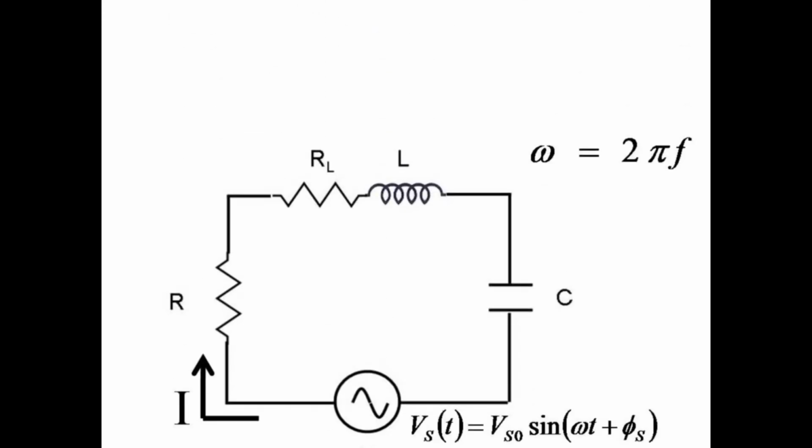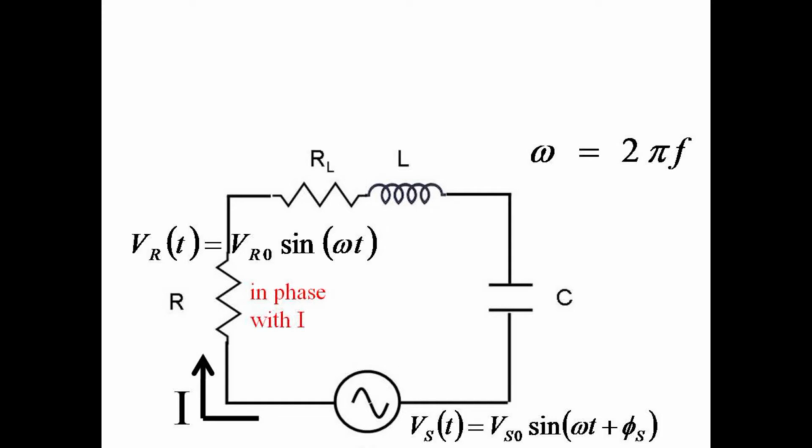The voltage as a function of time is just the amplitude, Vs0, times sine omega t plus the phase angle phi that the source voltage has with respect to the current. In fact, all phases in this lab are given relative to the current in the circuit, which is the same everywhere since the elements are in series. The voltage across a resistor is its amplitude times the sine of omega t, and it is precisely in phase with the current at all times. This is just Ohm's law, that the voltage across a resistor is proportional to the current.